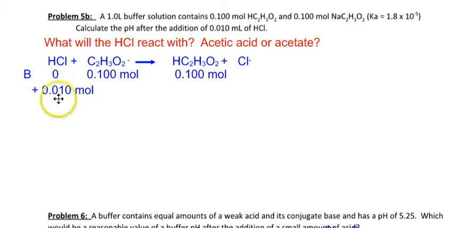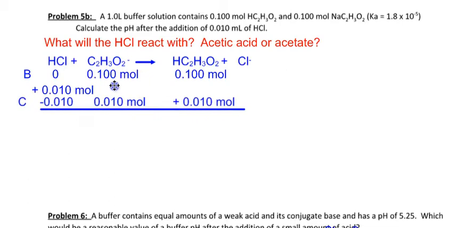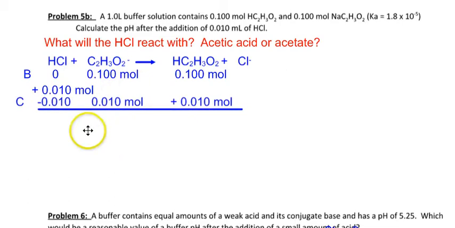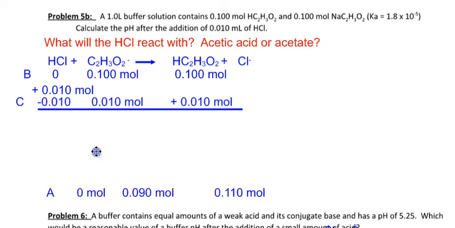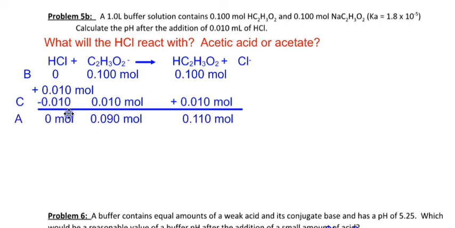And now here is my second little addition. I am now adding the hydrochloric acid. So what's going to happen? It's going to get all used up, and so I'm going to subtract and add. When we're all set, here is our final amount. We have no more of the HCl left, but we still have some acetate left over, and we have made an additional amount of acetic acid.